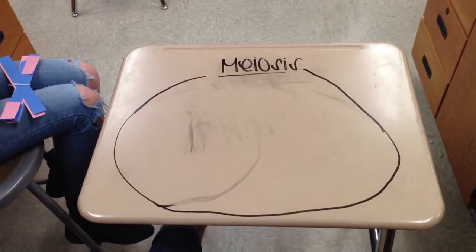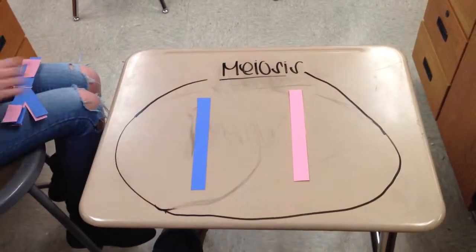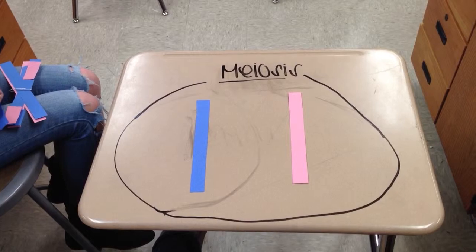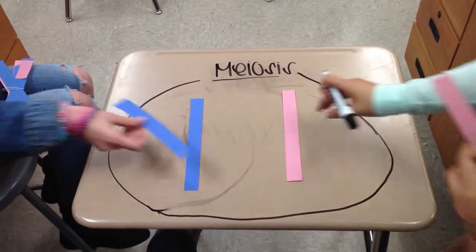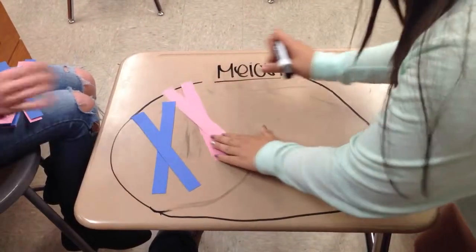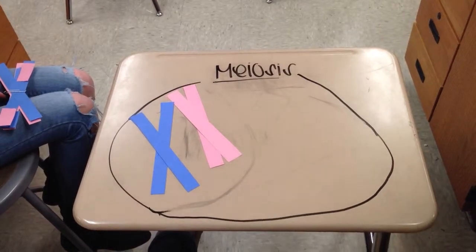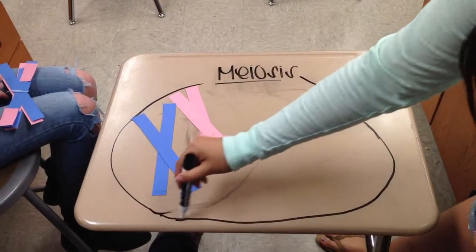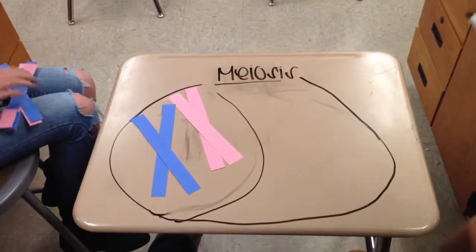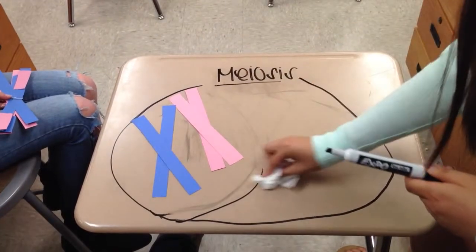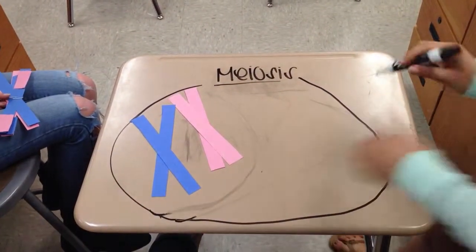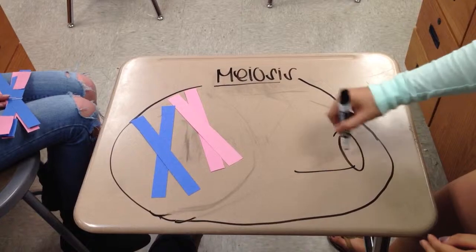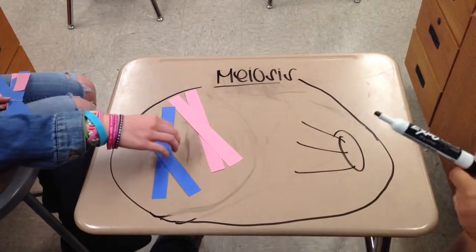In interphase, the chromosomes replicate, each forming a double strand that remains attached at the centromere. Next, in prophase 1, the nuclear envelope breaks down, chromosomes condense, and matching pairs of chromosomes move together and intertwine, making homologous pairs.